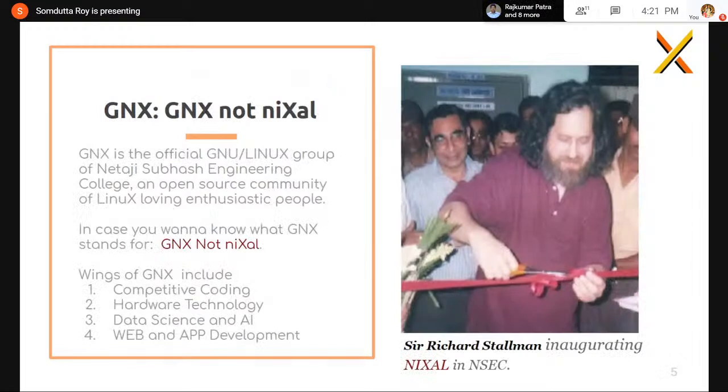Before, I would just like to give a brief introduction about what GNX is. GNX is the official Linux group of Netaji Subhash Engineering College, which is an open source community of Linux loving enthusiastic people. It was Sir Richard Stallman who inaugurated the Nixel group of NSEC, and today we have developed Nixel into GNX. The various wings of GNX include, as you can see, competitive coding, hardware technology, data science and AI, web and app development.